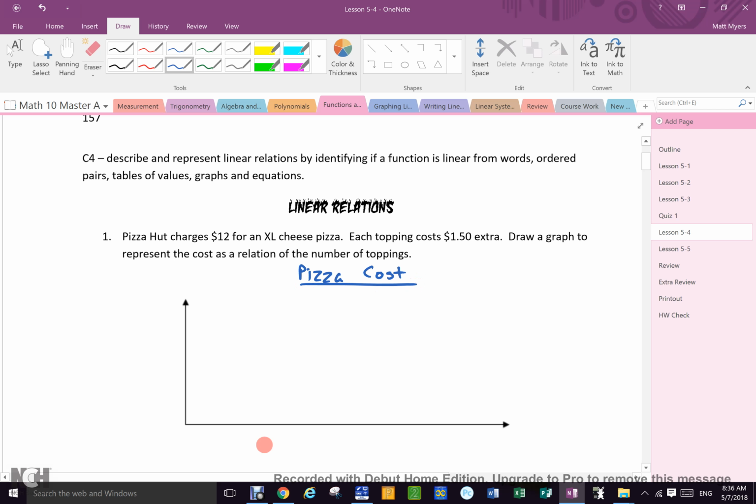What did you decide was the independent variable? First of all, what are the two things that are changing? What are the two variables? Cost and number of toppings. Which one is independent? Toppings.